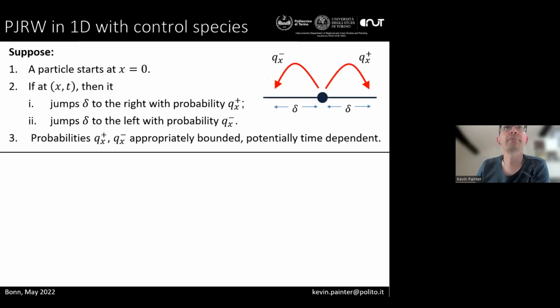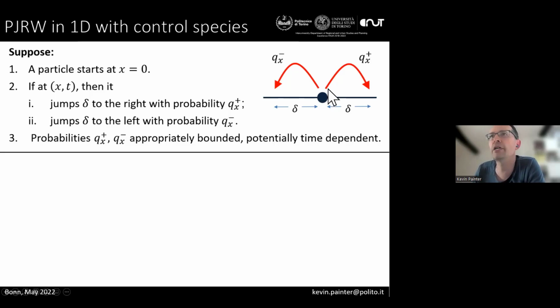Okay, so how can we expand this? And as I say, we're going to go through effectively the same things time and time again. Let's now make this slightly more complicated. So only marginally more complicated. We assume again that we've got a particle jumping right or left on a lattice. It's always jumping a distance delta.